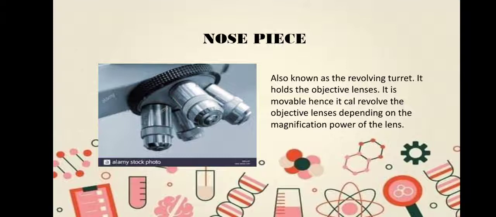The nosepiece, also known as the revolving turret. It holds the objective lenses and it is movable, hence it can revolve the objective lenses depending on the magnification power of the lens. The revolving nosepiece is an important part of a standard optical microscope, used in classrooms and labs. The optical microscope is the most popular form of microscope due to its low cost relative to the other types of microscope, as well as its simplicity.